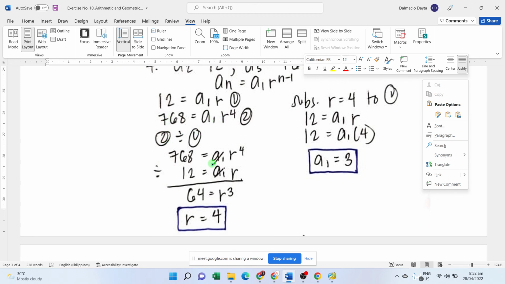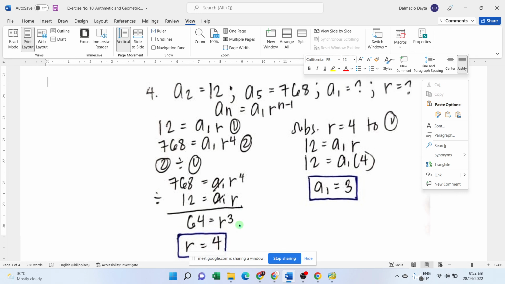So that's what Raven did. She eliminated a sub 1, but this time by dividing the two equations term-wise. That is 768 divided by 12. She got 64. A sub 1 over a sub 1 is 1. So r raised to 4 divided by r is r raised to 3. Now we get the cube root of both sides in the resulting equation. R is equal to 4. This is the common ratio.